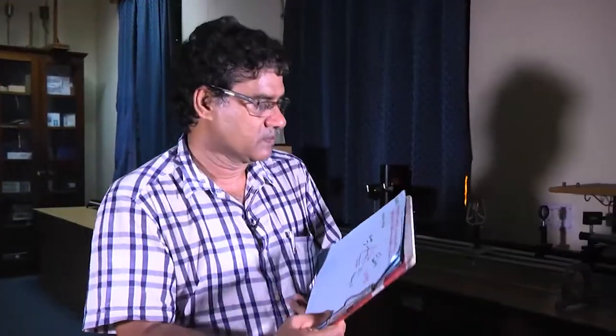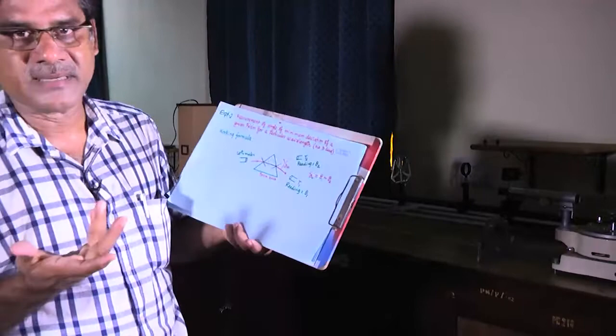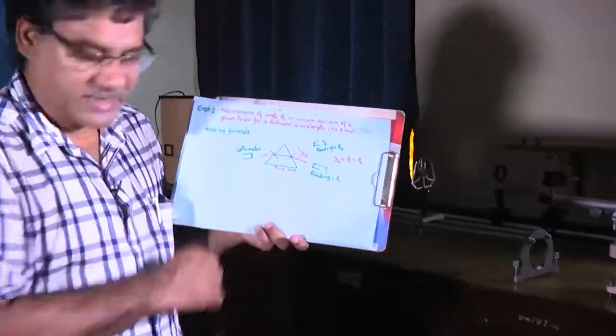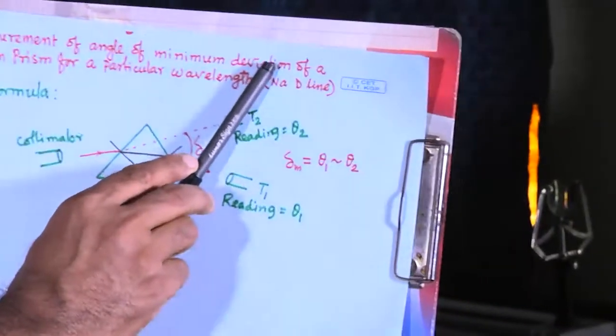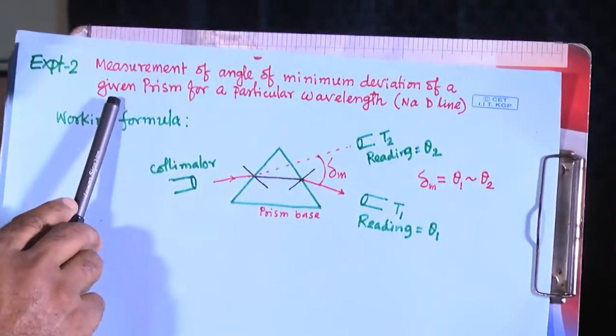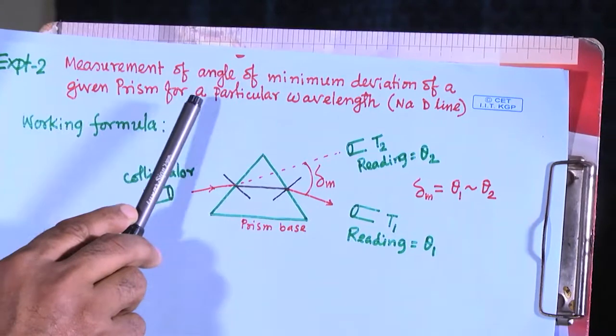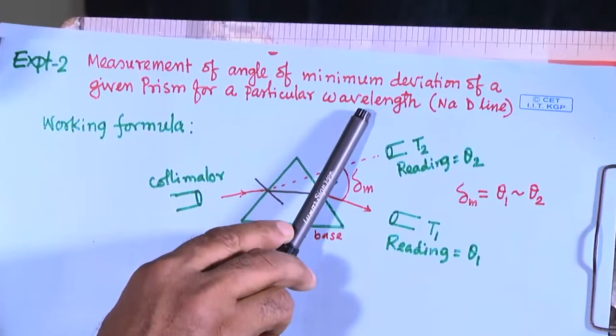So next I will discuss another experiment, experiment 2, on prism basically. Measurement of angle of minimum deviation of a given prism for a particular wavelength.